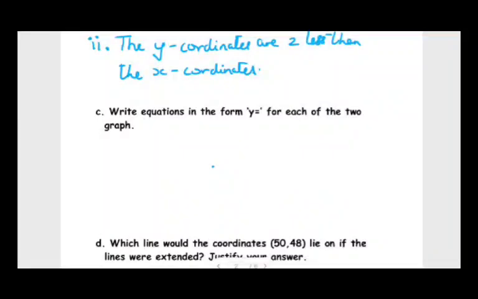Write equations in the form of y is equal to for each of the 2 coordinates. So what does this mean? There is a general formula in this chapter as well, and the general formula is y is equal to mx plus c. Right now, rather than going ahead with this formula, it will come later. Let's look at it with the information that we've put in words, so we'll not do this formula right now.